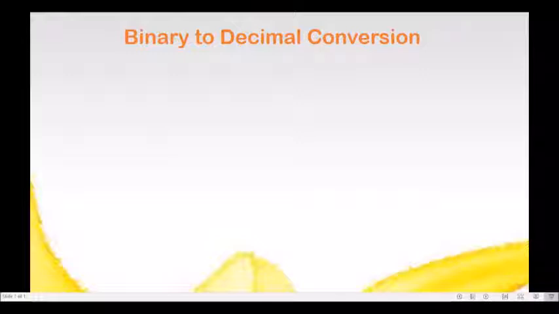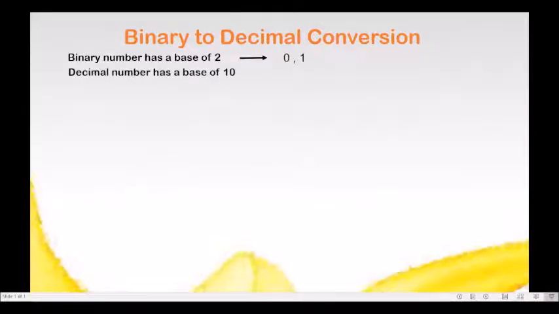So binary to decimal conversion is done to represent a given number in the binary system as its equivalent in the decimal number system. A binary number has a base of 2 because it has two digits to represent a number. These are 0 and 1. On the other hand, a decimal number has a base of 10 because it has 10 digits to represent a number. These are 0, 1, 2, 3, 4, 5, 6, 7, 8, and 9.